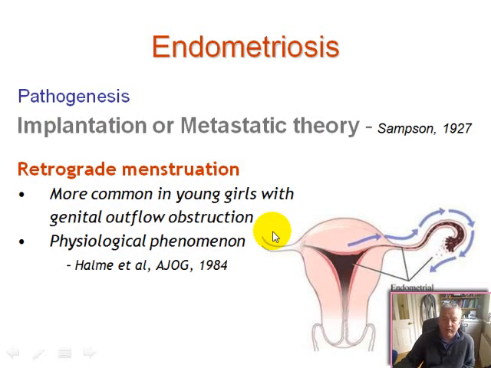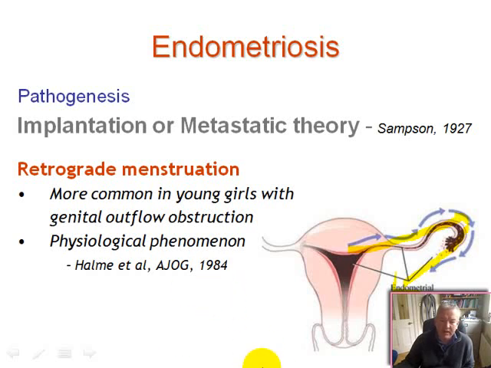Now, there are a few theories as to why it occurs, and those of us that have dealt quite a bit in this area believe the theory of Sampson from the 1920s, where endometrial fluid or effluent, as well as passing out at times of menstruation, also passes back through the fallopian tubes and is implanted within the peritoneal cavity.